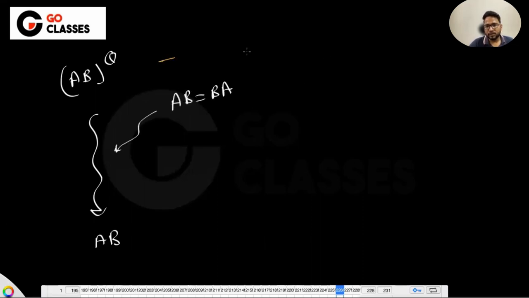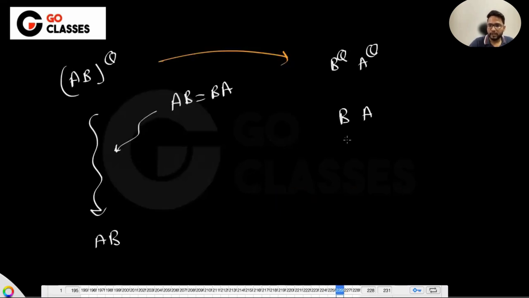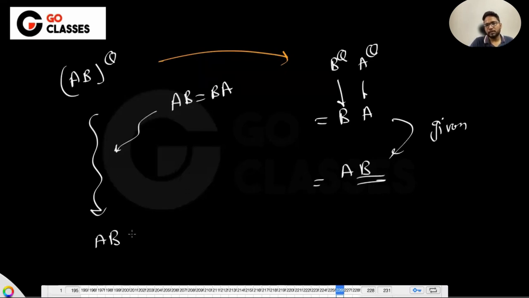Okay. So this thing is B theta A theta, and then B theta A theta is BA because it is given that these are Hamiltonian matrices. It is given to me. And then BA equal to AB, that is also given to me. From here to here, it is given to me. And that's what we have proved: we started from this and we got AB. So that's the proof, which means that if AB equals BA, then AB theta equals AB. Can we prove it in another way also?